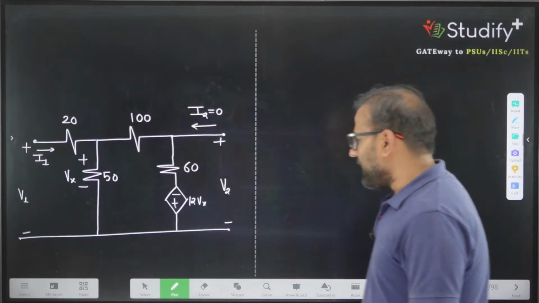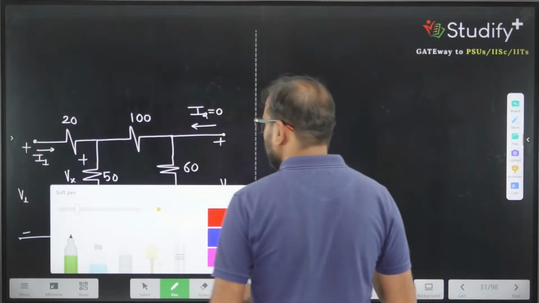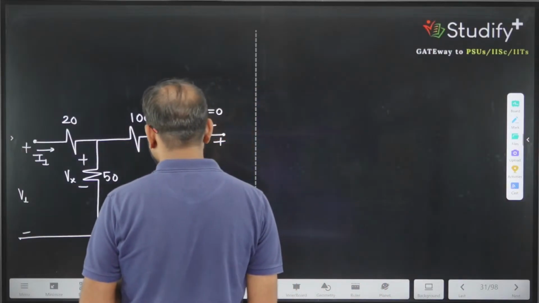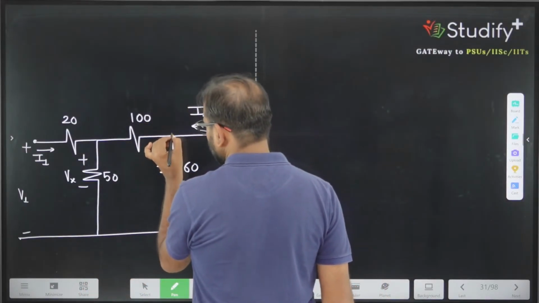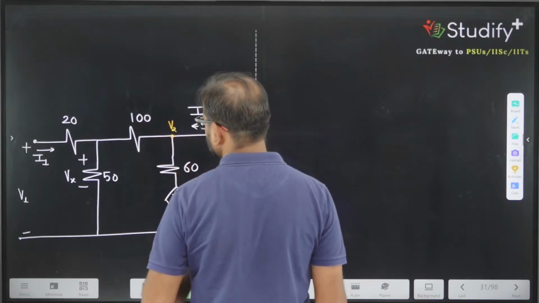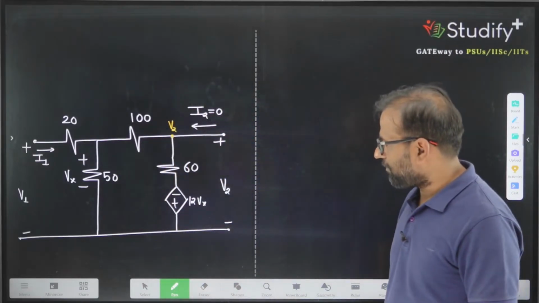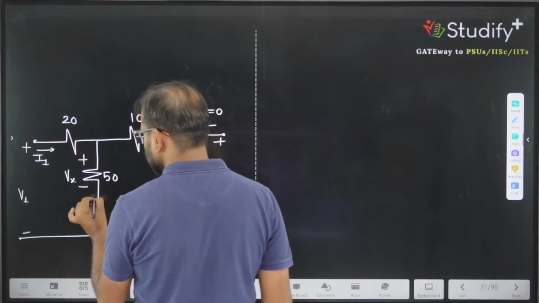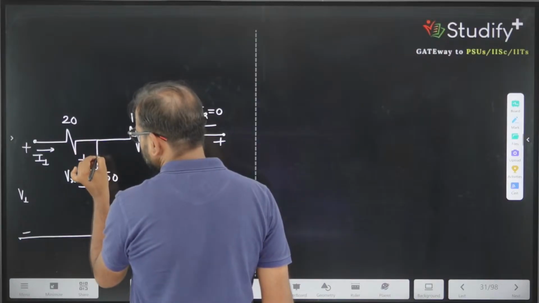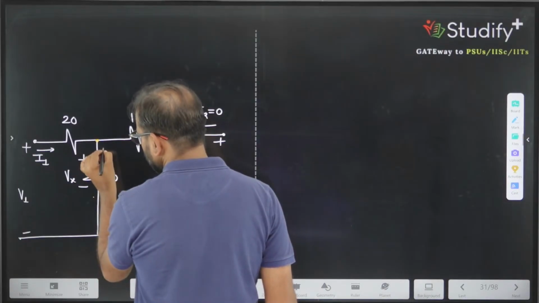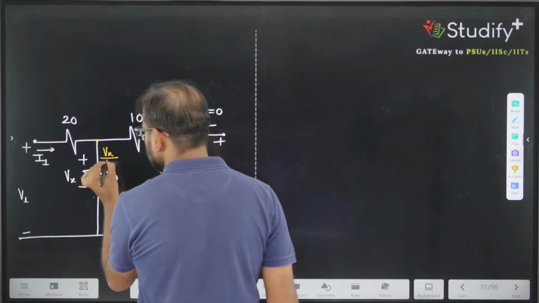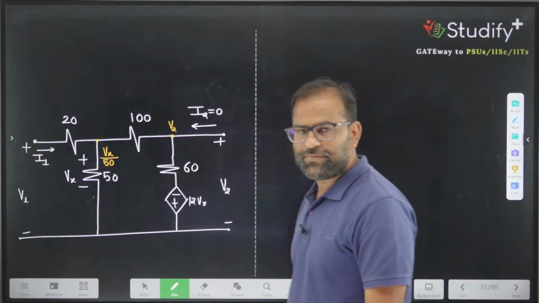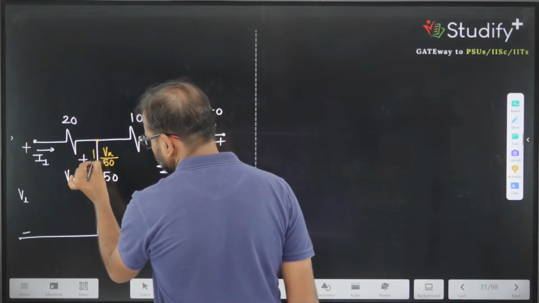So if I am making I2 equal to 0, can I say this potential is V2. This current is I1, and the current in this branch is Vx divided by 50. The current in this branch is Vx divided by 50. That current is entering into this branch.